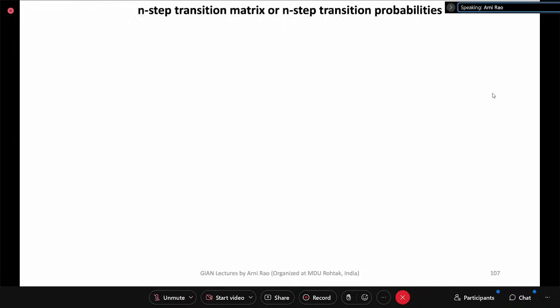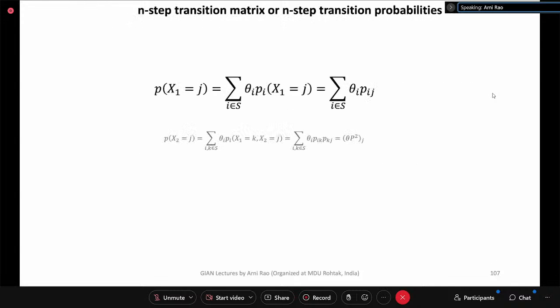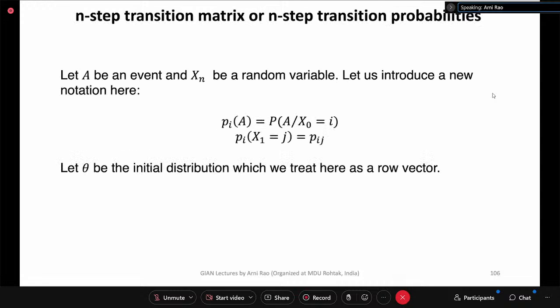Sorry. Let me come back here. So Pij means started from state i, initially at state i, and moving to state j. Initially at state i and moving to state j.